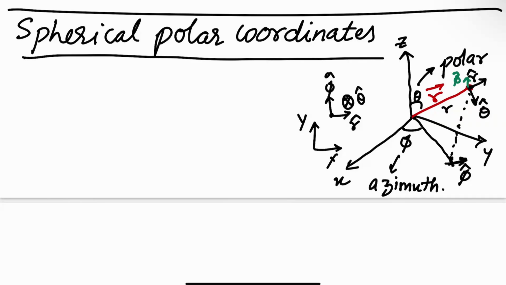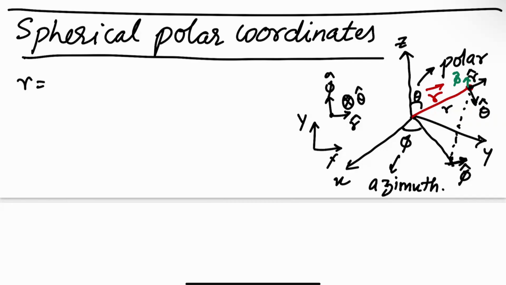A circle with a cross means into the page, and a circle with a dot inside means coming out of the page, right? It's a little bit more complicated, I guess, but once you understand it and use it quite a bit, it becomes very easy and intuitive.